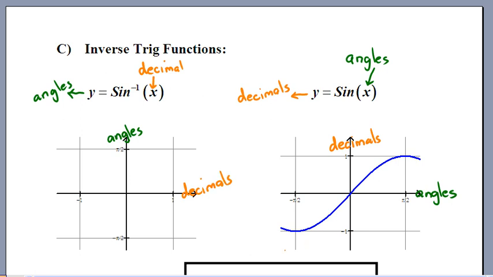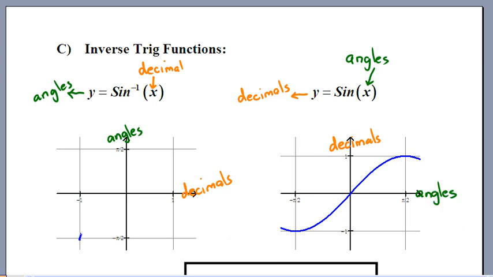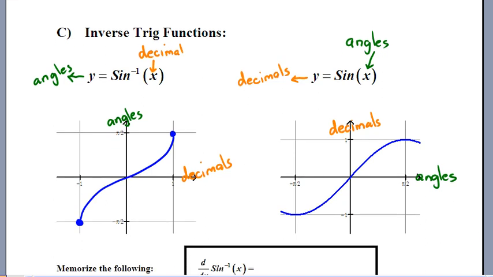If you were to reflect this graph around that y equals x line, that'll be enough to tell you what the picture is going to look like. And the picture ends up looking like this. And it does terminate, it stops. It doesn't keep on going. It just does that much of the graph. So that's what's going on with inverse sine.